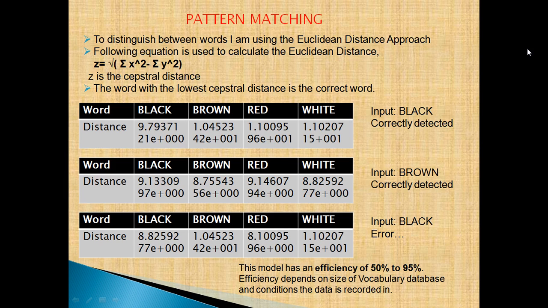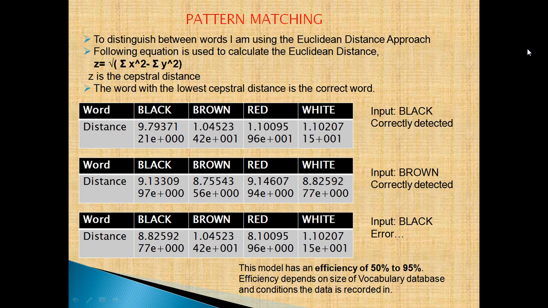In this set of examples I've shown you, in the first set, the input word is black, and we can see that the spectral distance is the lowest for the word black. So that means the word black is correctly detected. Now, in the next set we're doing the word brown, and we can see that it's also correctly detected. But in the next figure we're doing black, and it is not correctly detected, as the spectral distance for the word red is lower than for the word black. So that means that we have an error.